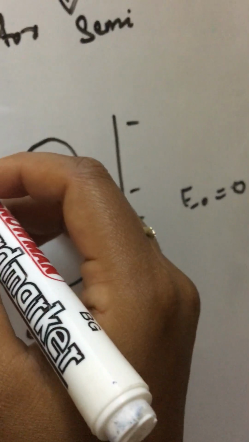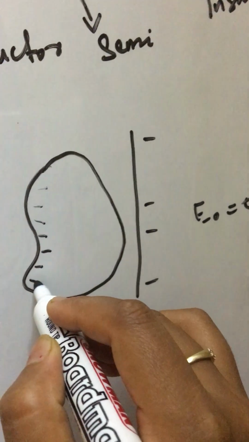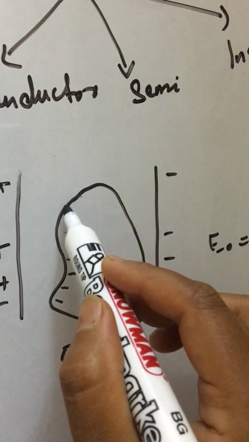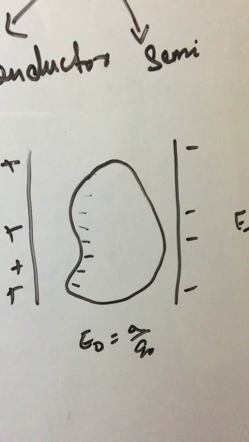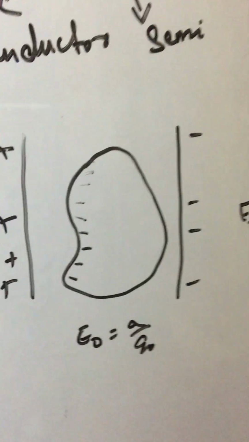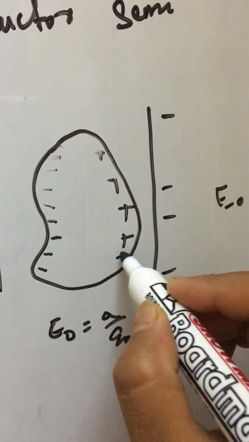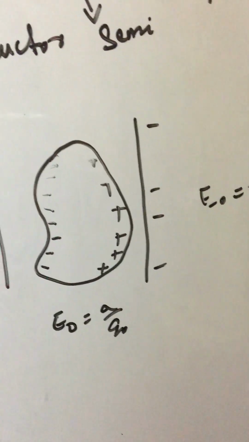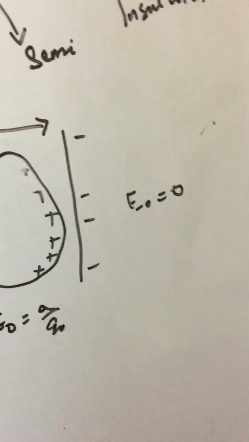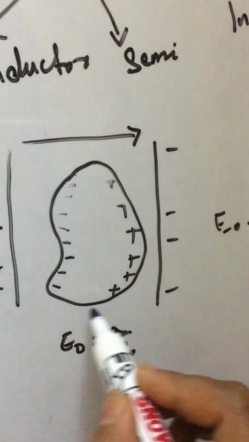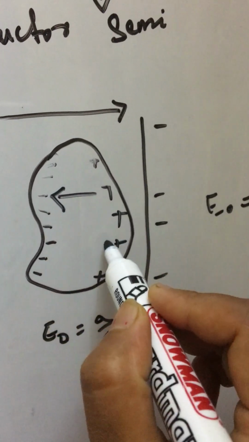Now this positive plate will attract the electrons, and the electrons will settle near the surface facing the positive plate. If the electrons settle this way, then the other side will have a scarcity of electrons, which means it will automatically become positive. Outside, the electric field was set up in this direction, but inside the conductor the electric field is set up in the opposite way.